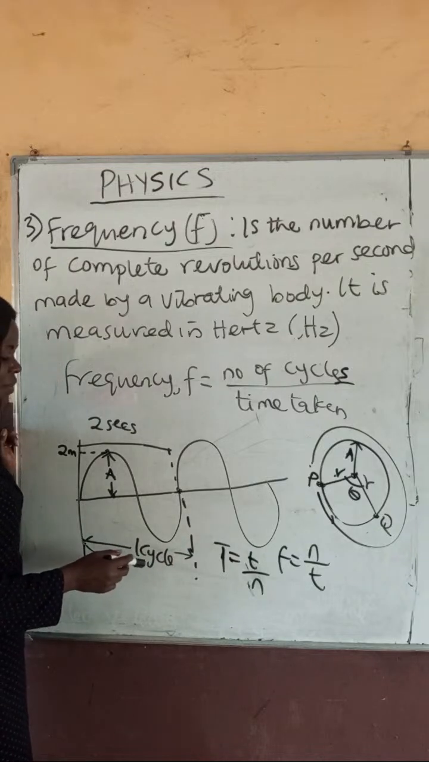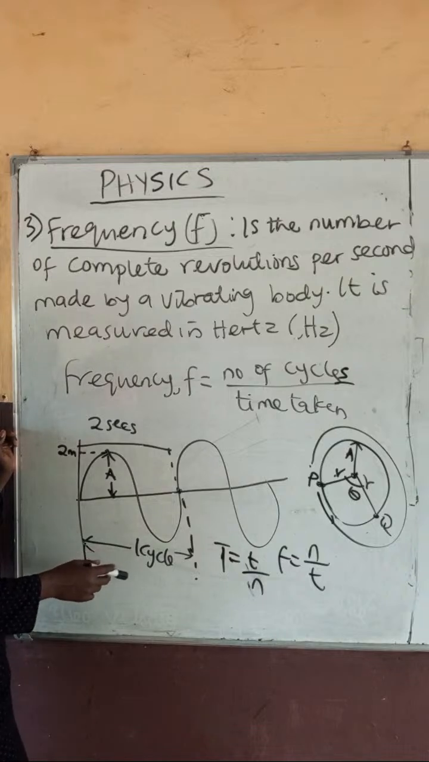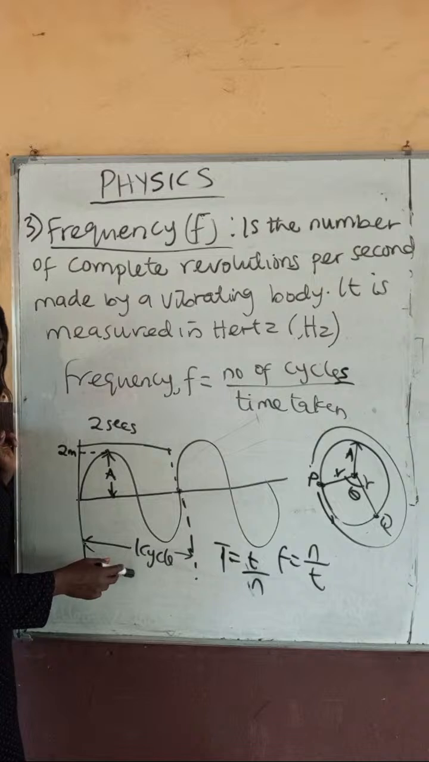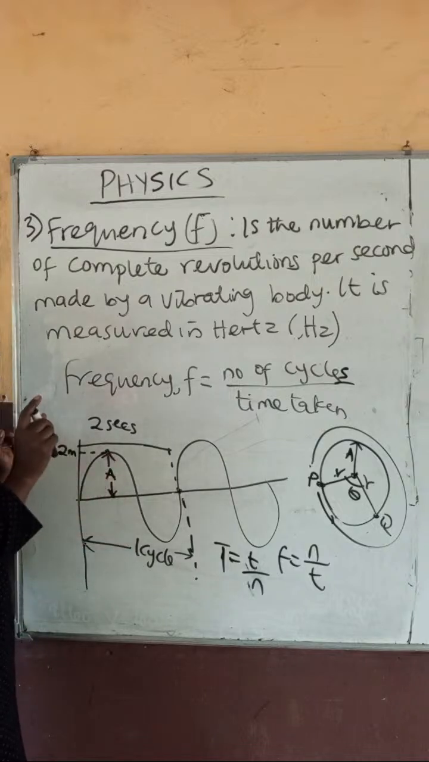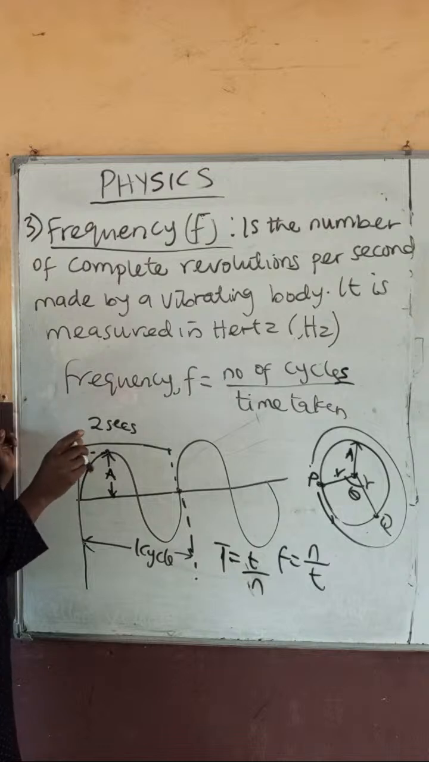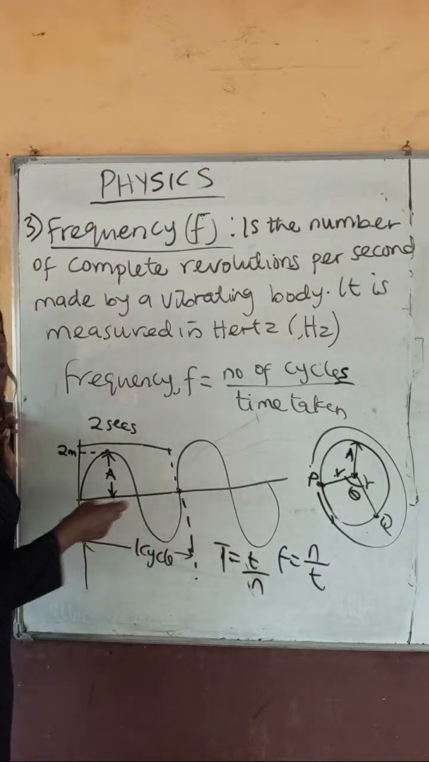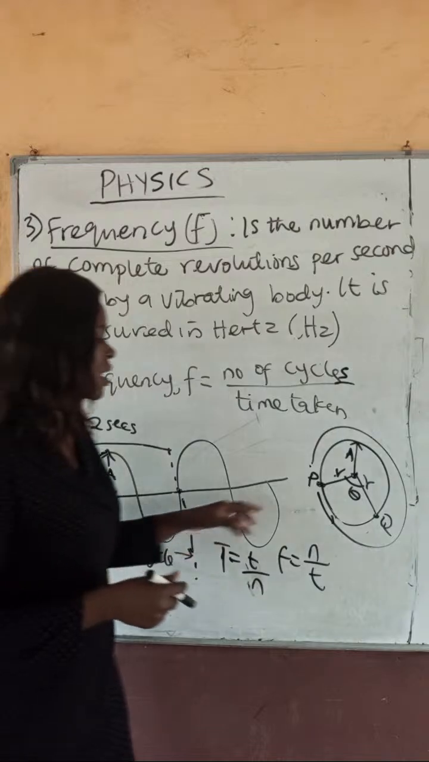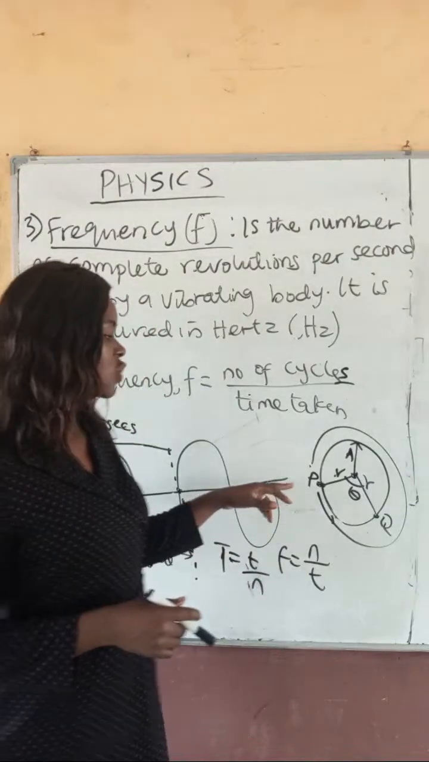Okay. Then the time taken for a particle to make this complete cycle is what is said to be period. Whereas the number of cycles a particle covered in 1 second is said to be what? Frequency. And there is a relationship between them. I'm going to explain after now. Then I now use this illustration to explain.